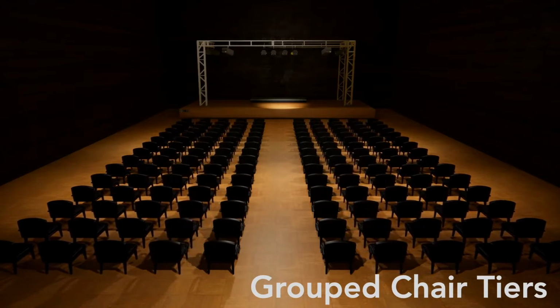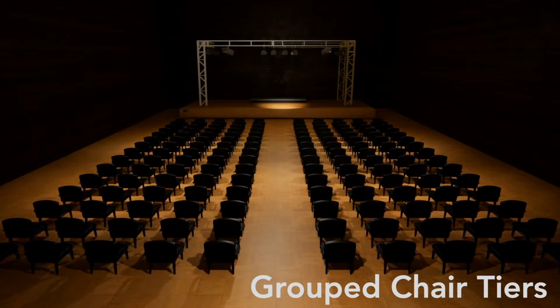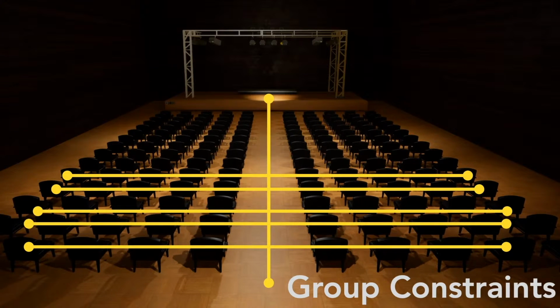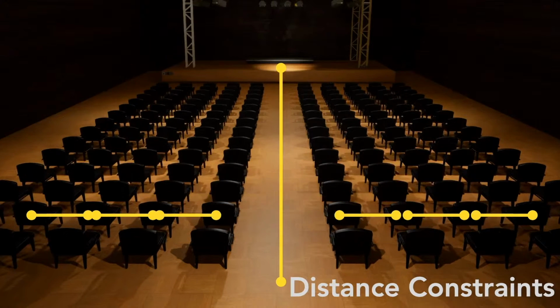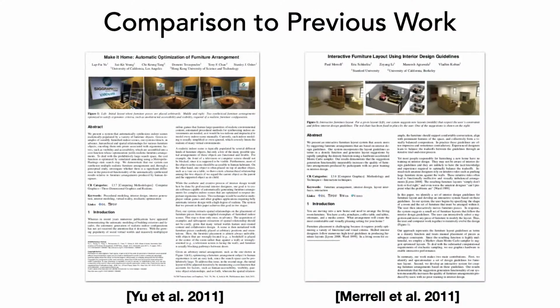Also, within a tier, chairs maintain pairwise distance constraints. We also added pathways to allow passage to chairs. Please see our paper for more details. We shall now compare our method to related previous work.